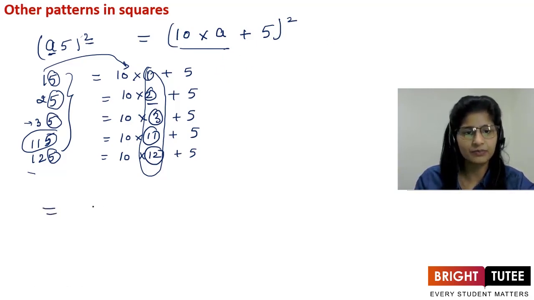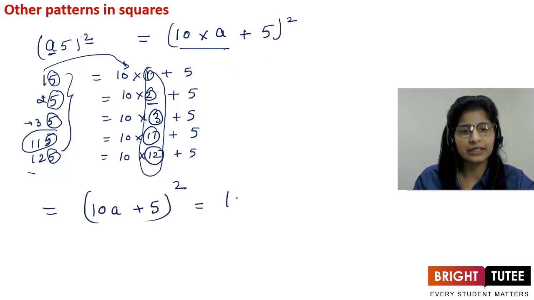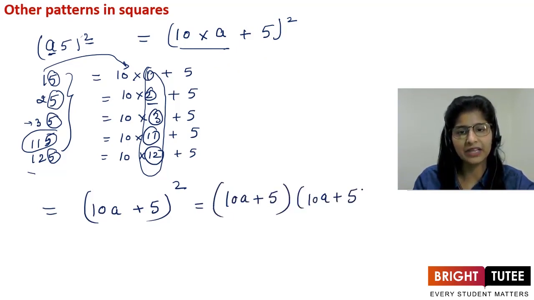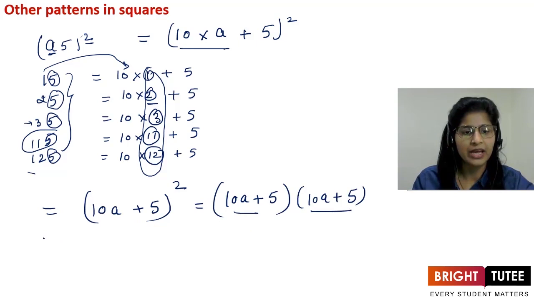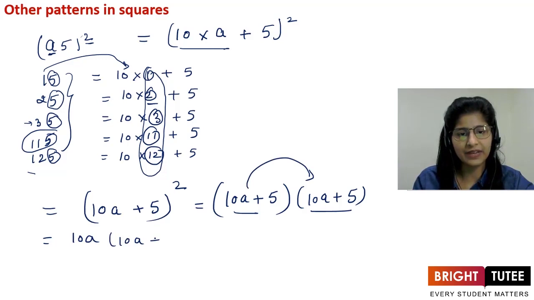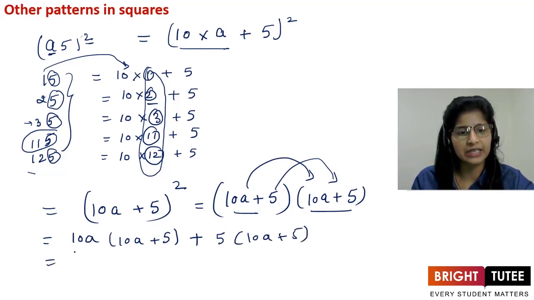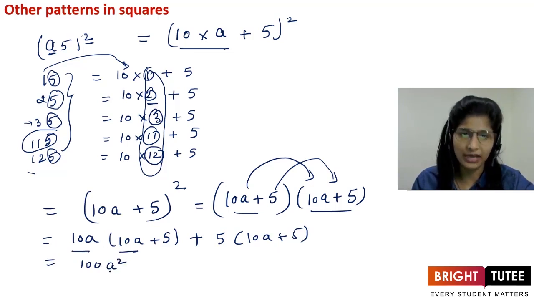10A plus 5 whole square is 10A plus 5 multiplied with 10A plus 5. Square of any number means the number multiplied with itself. So here we have done the same thing. Now first 10A will get multiplied with this bracket, 10A plus 5, then plus 5 will get multiplied with this, so 5 into 10A plus 5. Just see, 10 into 10A is 100 A square. A into A will form A square, 10 into 10 is 100.